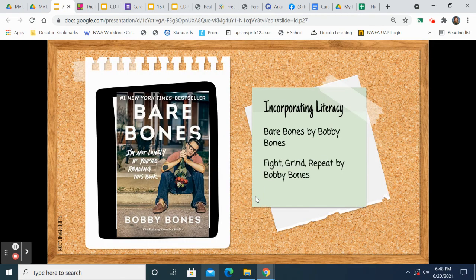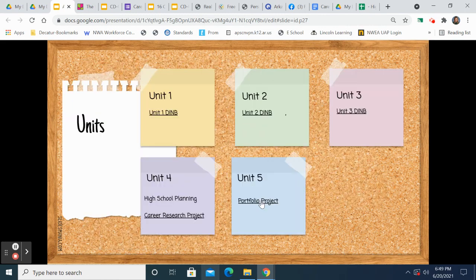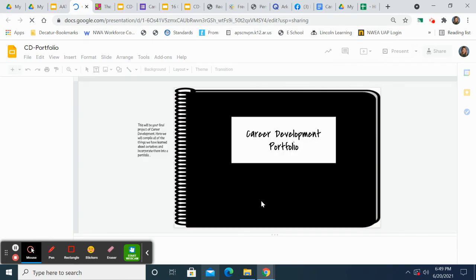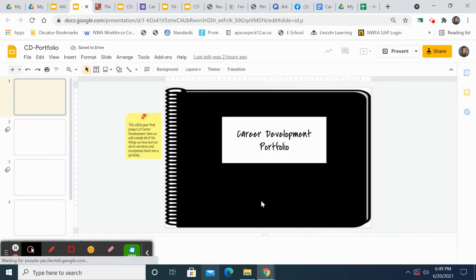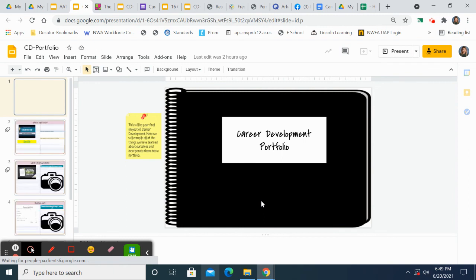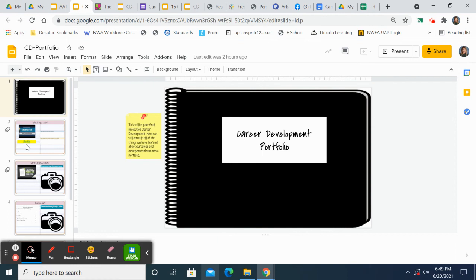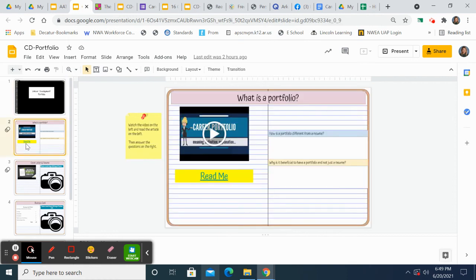And so this is where we do our portfolio project. Our portfolio project is where we take everything that we've learned about ourselves and we incorporate it into a portfolio. I don't have students decorate this cover. And I didn't put dates on the top of this because I really guide my classes with this.